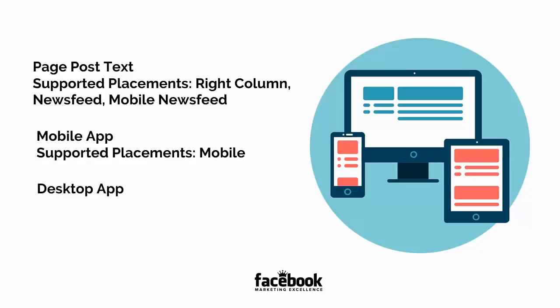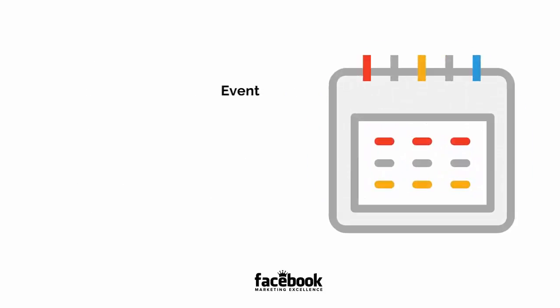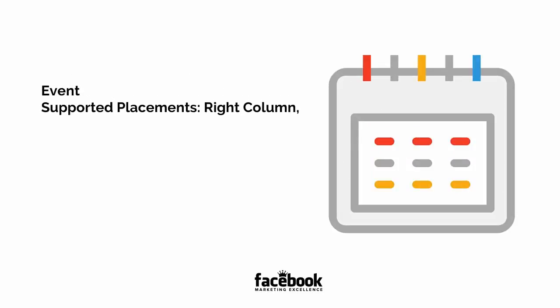And we have desktop app, and supported placements for this are the right column and the news feed. You may recall that Facebook also has its own ecosystem of apps. If you've built a branded app for Facebook, then this is how you can promote that and encourage downloads. Of course though, Facebook apps can only run on desktop computers, and as such you won't be able to promote these through mobiles.